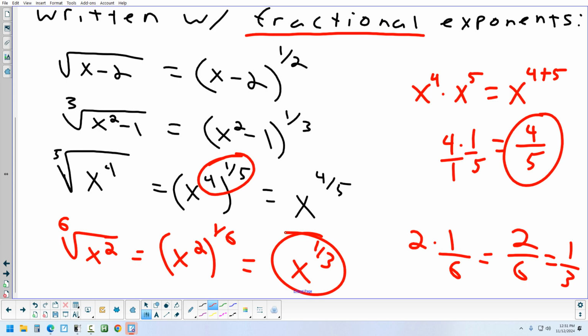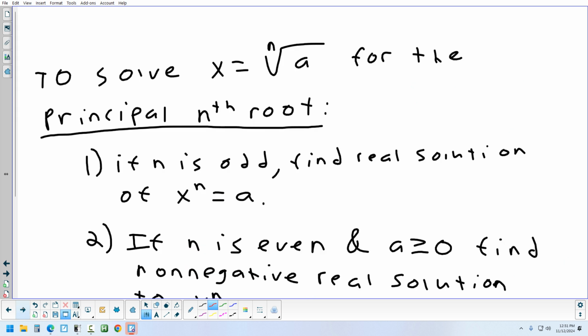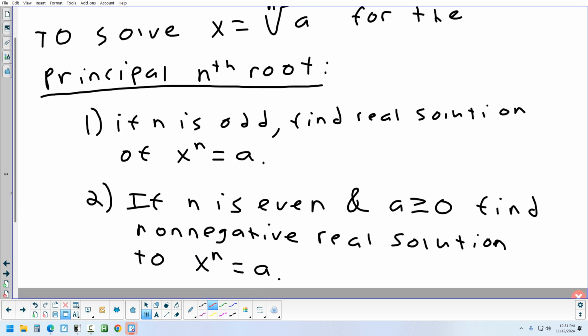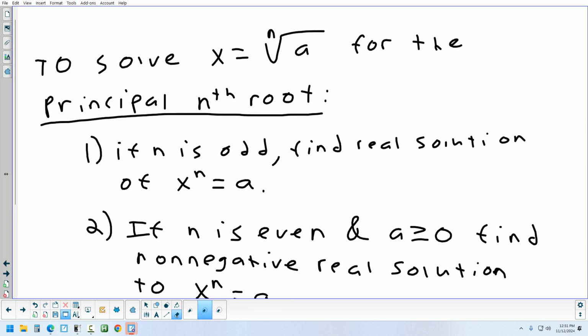So any questions on simplifying that? Okay. So let's take a look at a few things with even and odd roots.